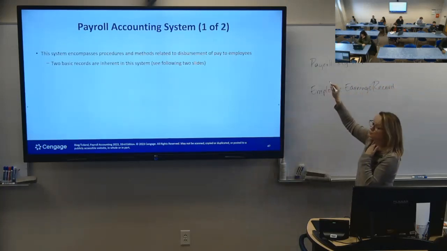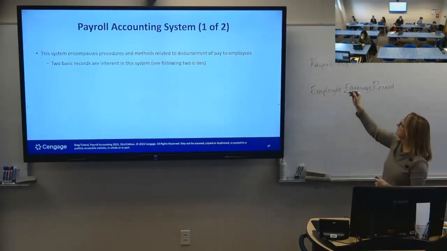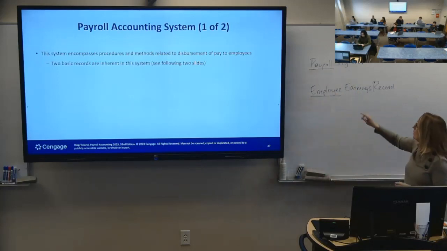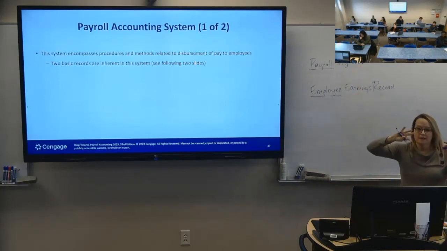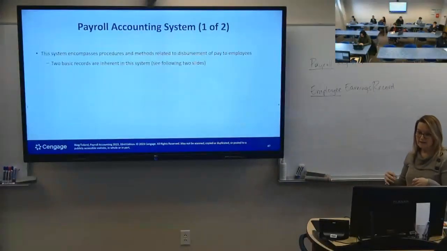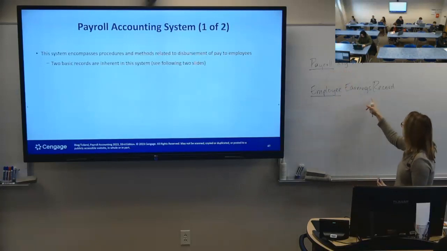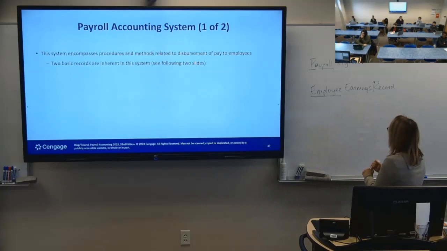Okay, so 2 words that will help you to distinguish between these 2, because it's easy to get them confused. Here, the word payroll, here, the word employee. This first report encompasses all information for each payroll. So for each pay date that occurs, all the employees that are paid during that pay date. That is the payroll register. Employee earnings record is specific to individual employees.